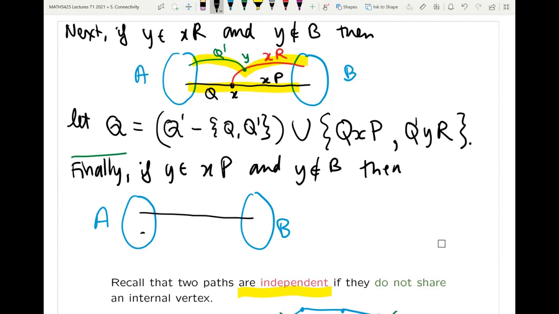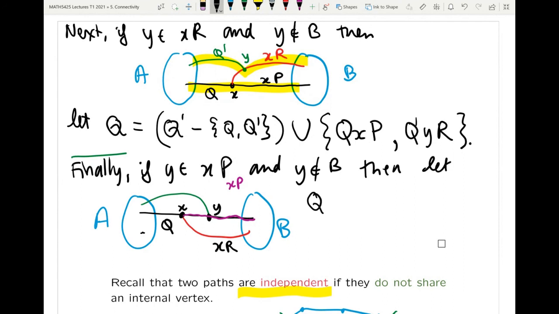XP, XR, and I guess we're going like that. So we've got Q going up to X. This is Y. This is XR. And this in there is XP, is this part. And we're going to do something similar.